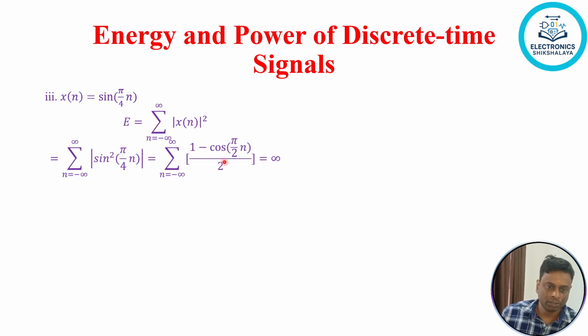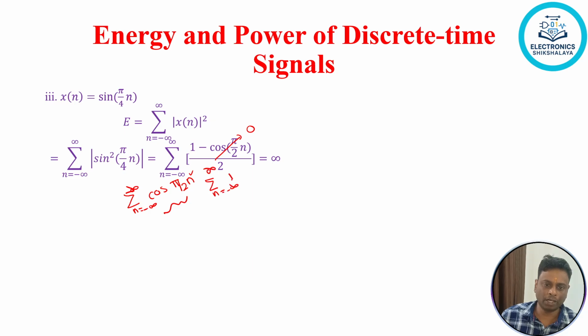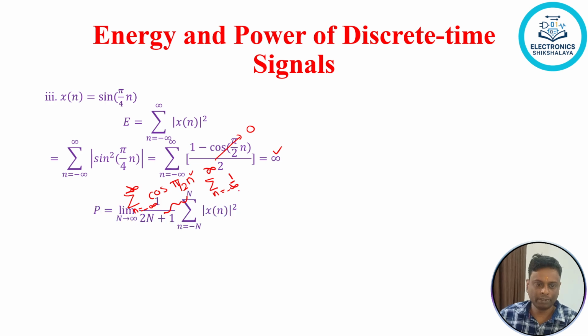That will be infinity because of what happens here: the summation of n equal to minus infinity to plus infinity of cos theta, or in this case cos(pi by 2n), will be 0. This term finishes and it will be 0. So we have the summation of n equal to minus infinity to plus infinity of 1, and that will be infinity. So we have got infinite energy, then power.